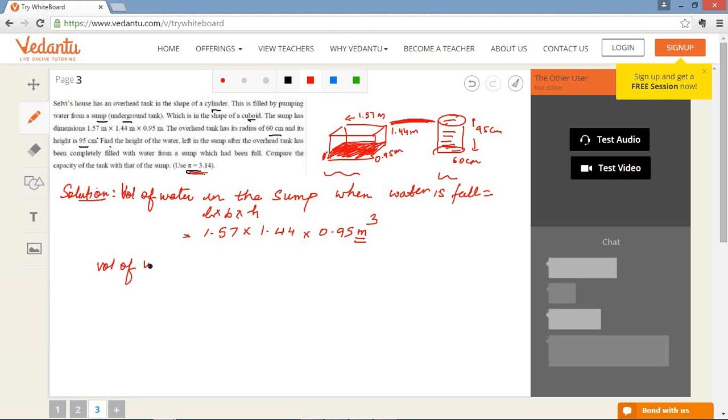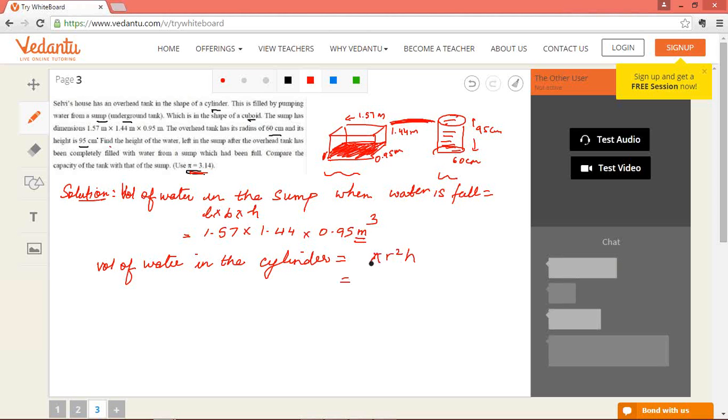So volume of water in the cylinder. That will be the volume of the cylinder because I am completely filling the cylinder with the water, and therefore volume of water filled in the cylinder will take the shape of the cylinder. So volume of cylinder, that will be pi r square h.